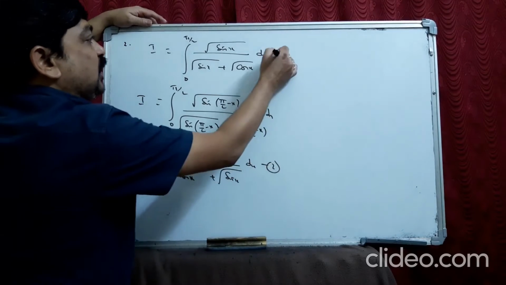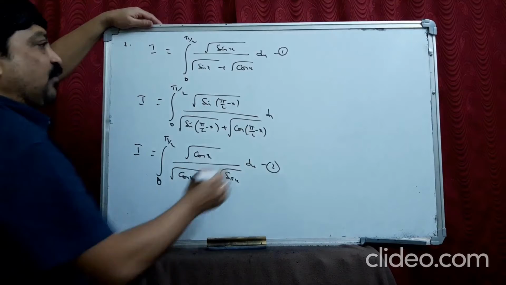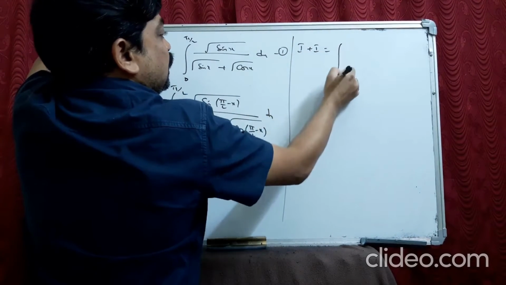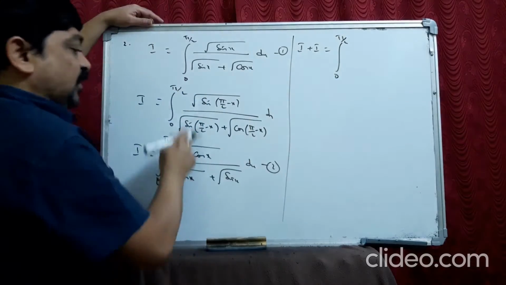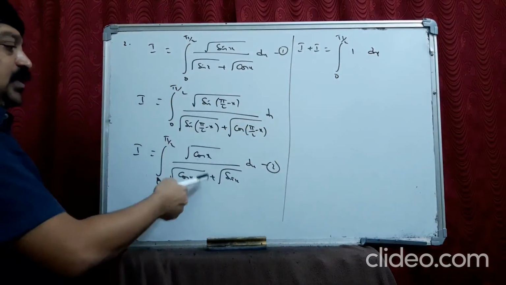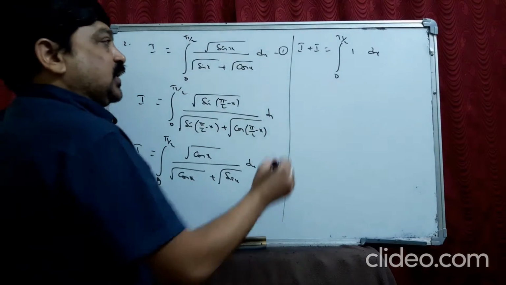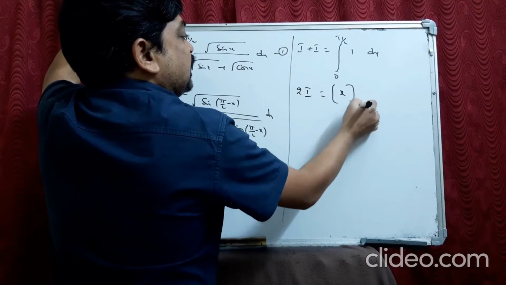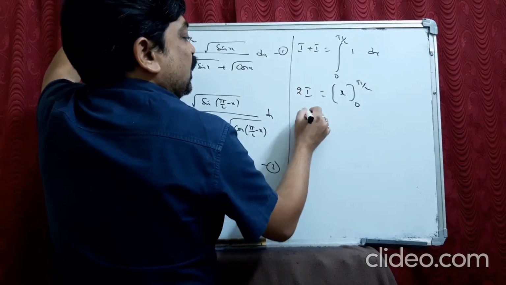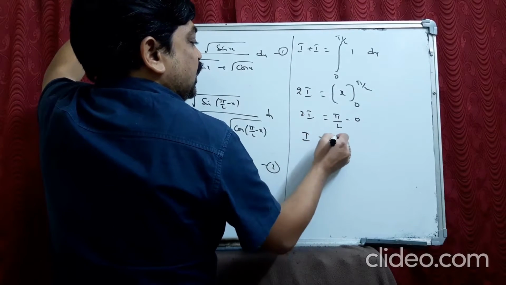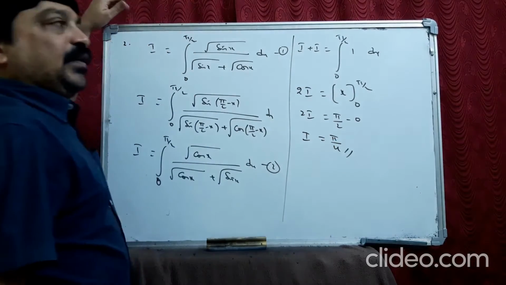This is 2 and this is 1. If I add 1 and 2, I plus I is equal to the integral from 0 to pi by 2. The denominators are the same, and when you add both the numerators, it becomes 1, because root sin x plus root cos x divided by root cos x plus root sin x is 1. 2I is equal to the integral of 1 dx, which is x from 0 to pi by 2. 2I is equal to pi by 2 minus 0. I is equal to pi by 4.